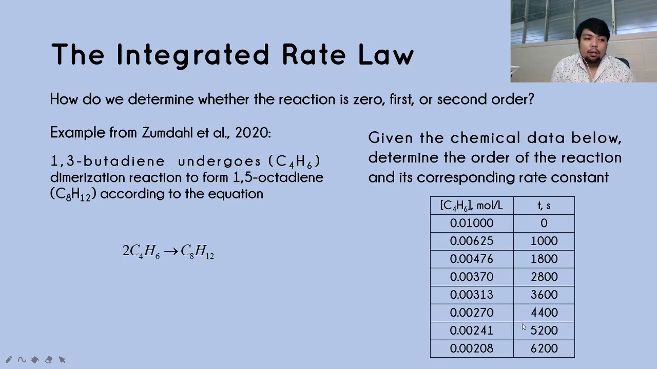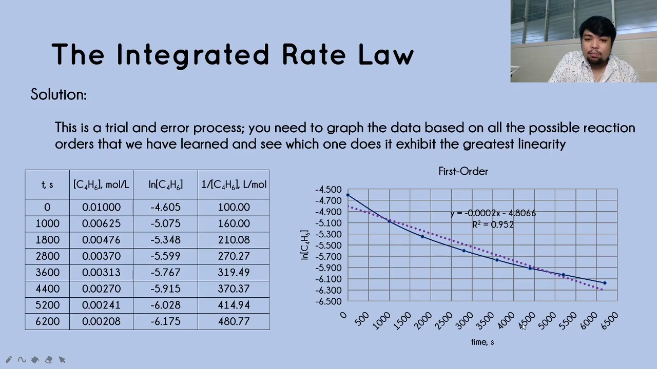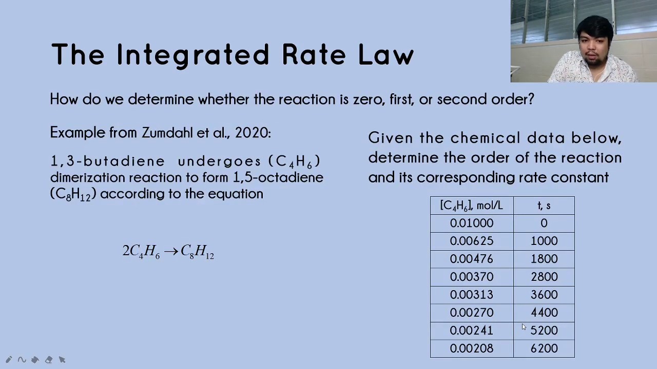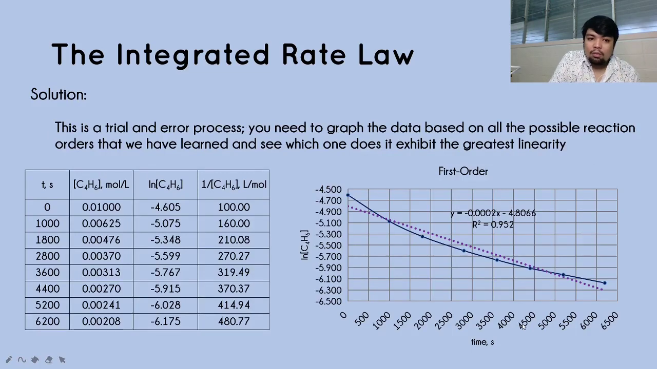It's like the data that we've seen for the integrated rate law of the first and second order reaction. So this is just trial and error. What we actually do here is make a graph for zero, first and second order and see where it fits the most, or where it exhibits the greater linearity.